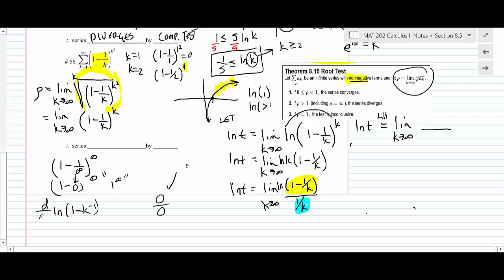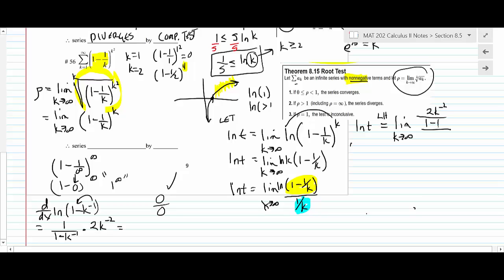When you do the derivative of that, you're going to get 1 over the function, which is 1 over 1 minus k to the negative 1, times the derivative of what's inside, which by power rule would be k to the negative 2. So I'm going to go ahead and just write that as it is. That's going to be k to the negative 2. You can leave it as a negative exponent or make it positive.